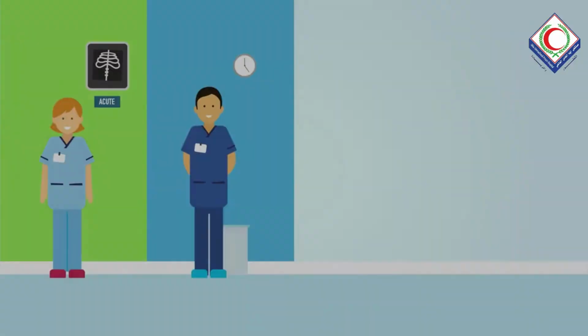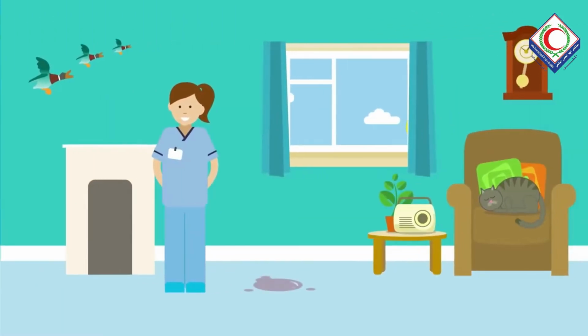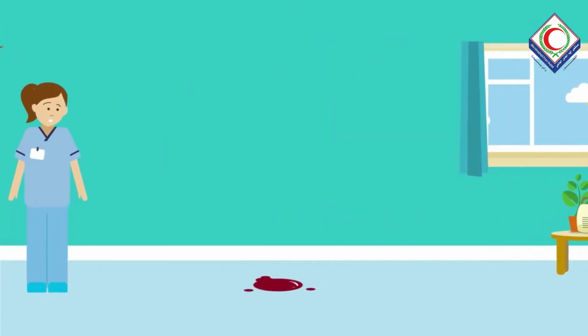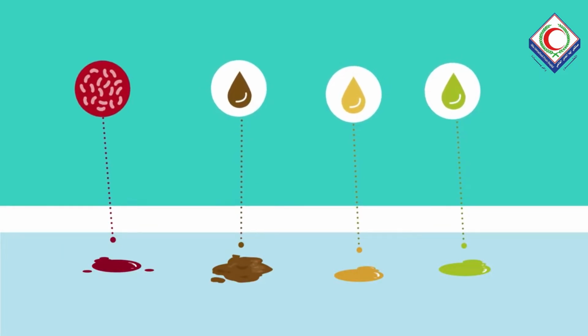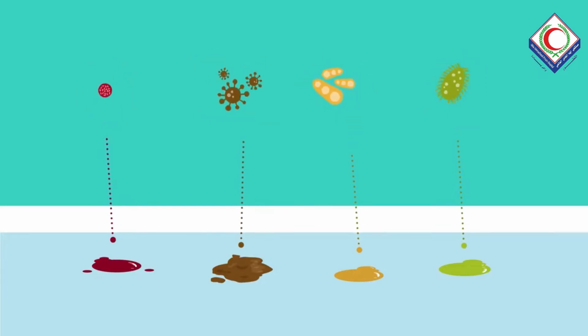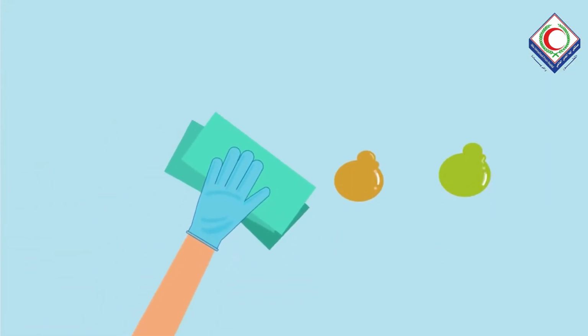For staff working in acute, community, care home and residential settings, dealing with blood and body fluid spillages can be a regular and challenging occurrence. Body fluids, including blood, faeces, vomit and sputum, are considered to be potential sources for blood-borne viruses, for example hepatitis B or other microorganisms. It is therefore vital that all spillages of blood and body fluids are cleaned up as soon as possible, and contaminated surfaces are disinfected immediately.